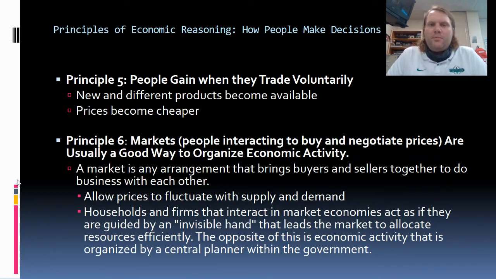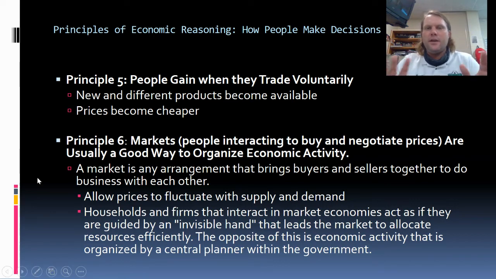Principle number 5 is people gain when they trade. If I trade something, that means I can specialize and get really good at producing something, and then let someone else get really good at producing something else, and then we can trade those things. We like to trade with South American countries, for example, in the wintertime. They grow fruit and vegetables in the winter. We like to have fruit and vegetables in the winter. Coffee as well. We don't produce very much coffee in the U.S. We usually import it from South America and other places in the world.